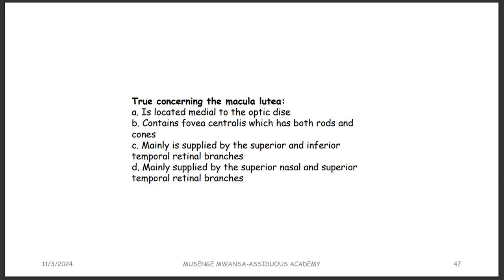So are we? Pardon? Yes. Oh, okay. Okay. And then on the blood supply, doc, what do you remember?